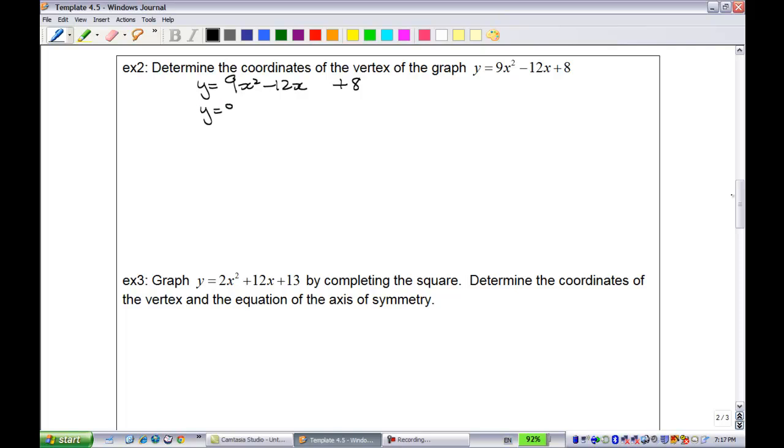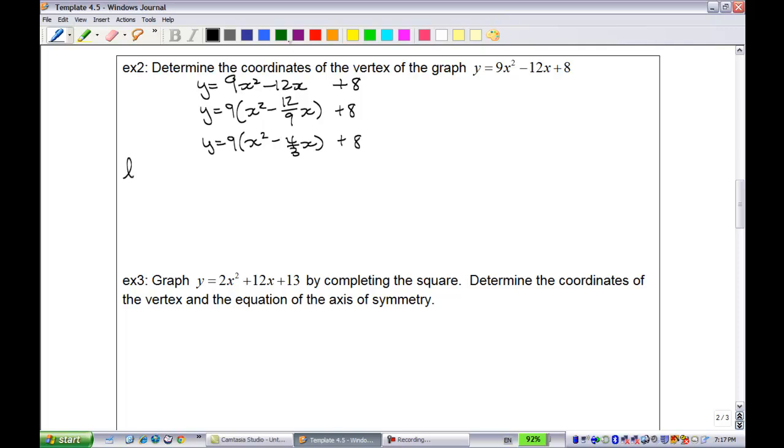So we're going to factor out a 9. This one's a little bit different. We're left with 12/9 x plus 8. So again, we're getting in a little bit of fraction work. I'm actually just going to rewrite it by reducing 12/9. Both are divisible by 3, so that's 4/3.